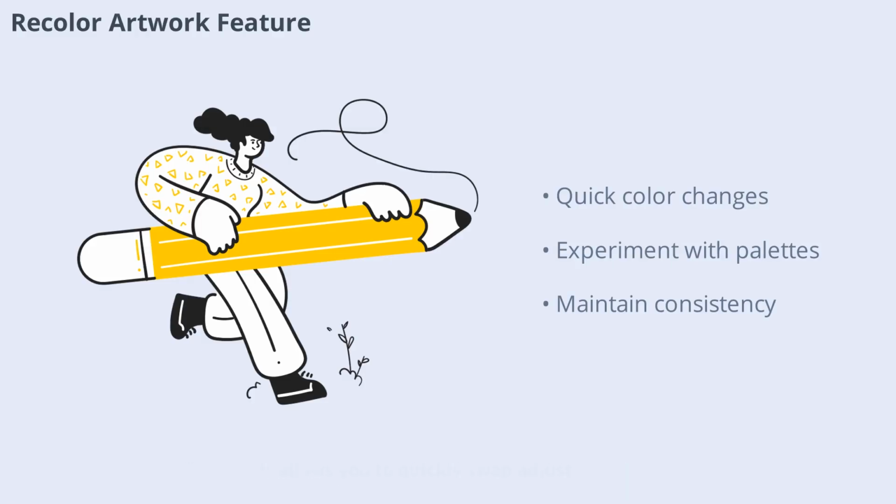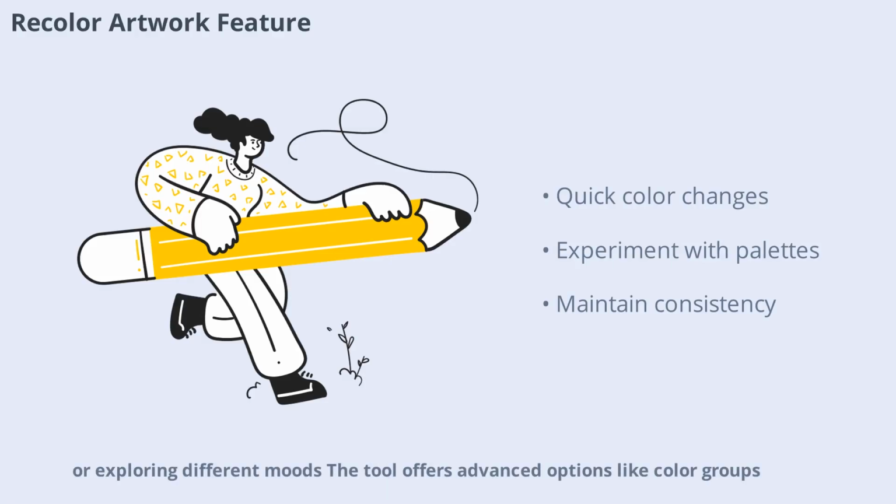It allows you to quickly swap, adjust, or randomize colors across your entire design. This is perfect for branding projects, seasonal updates, or exploring different moods. The tool offers advanced options like color groups, global edits, and color reduction, making it easy to maintain consistency. By mastering Recolor Artwork, you can efficiently create multiple versions of your artwork without manual adjustments.